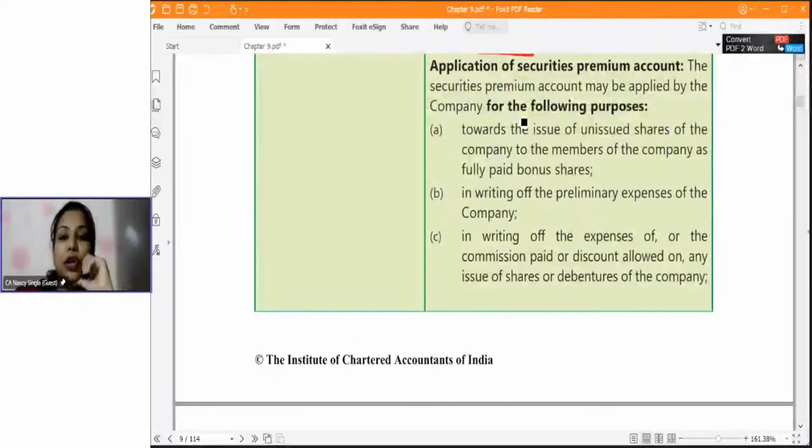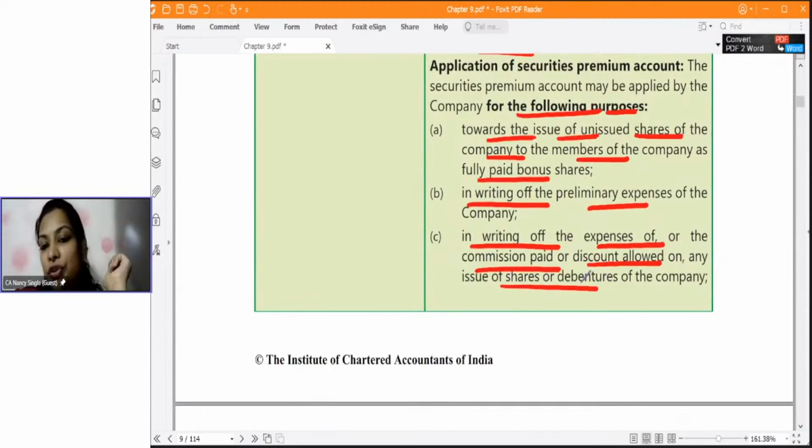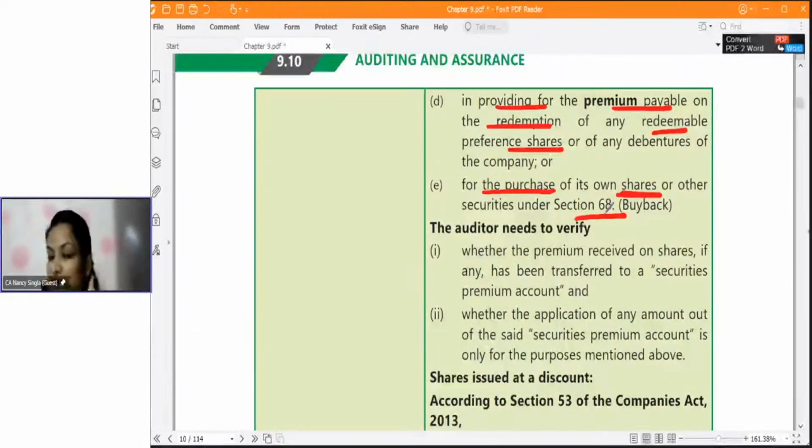Such securities premium account can be utilized for the following purposes: towards the issue of unissued shares of the company to the members of the company as fully paid up bonus shares, in writing off preliminary expenses, in writing off expenses of or commission or discount allowed on issue of shares or debentures of the company, in providing for the premium payable on redemption of any redeemable preference shares, and for purchase of its own shares in terms of section 68.